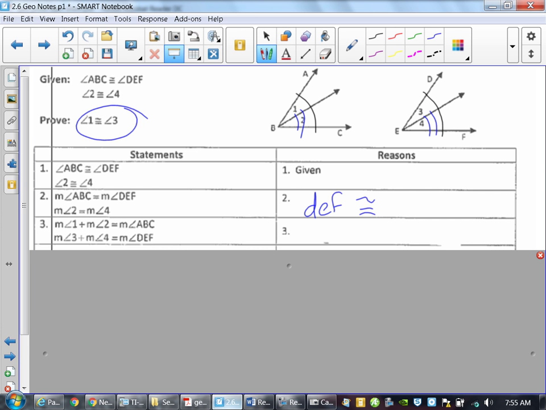Remember guys, this is a very common thing that people will do. They'll get in the rut of remembering that you've been working with segments for so long that all of a sudden you'll accidentally say, oh, it's segment. Remember, if you work with angles, it's got to be angle addition.